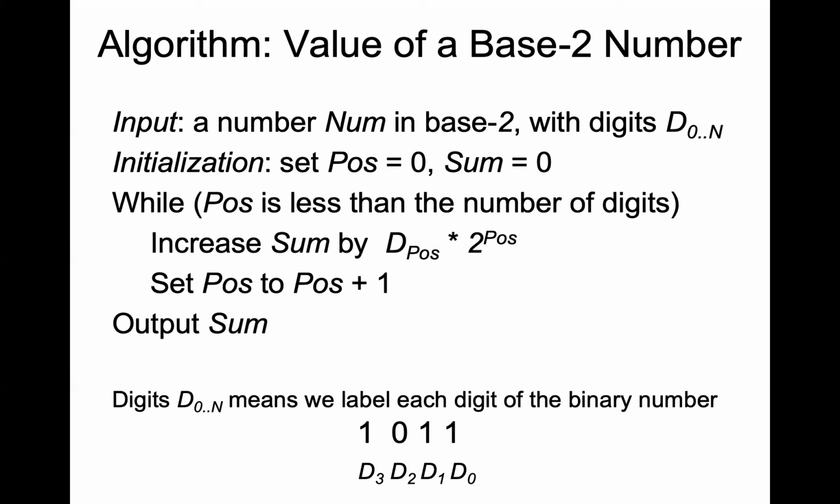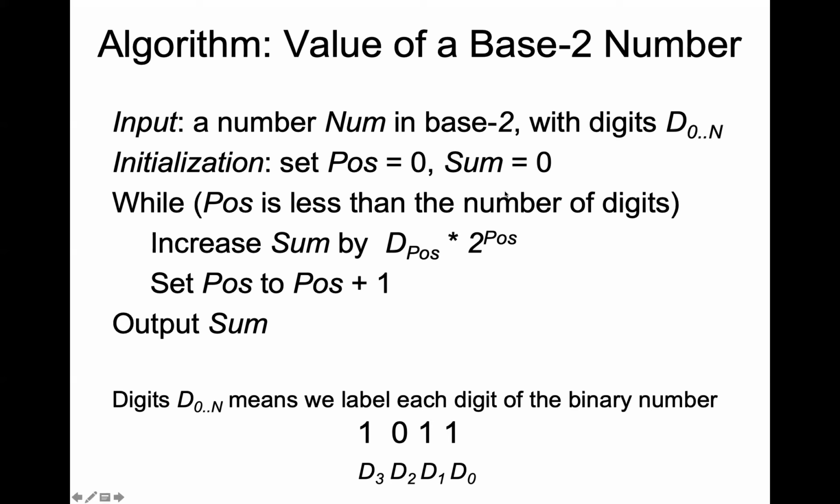Okay, so let's see how this works. We have a while loop. While pos is less than the number of digits, so pos is going to start at 0 and go to the number of digits, we are going to increase sum by the value of the digit at position pos multiplied by 2 to the power of pos. Okay, let's just leave that here for now. We'll see how it plays out in a minute.